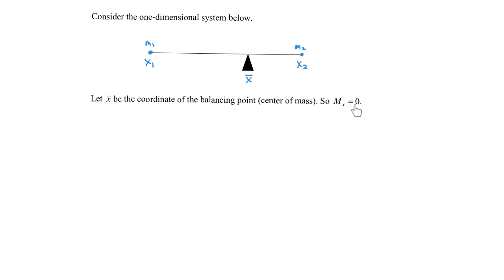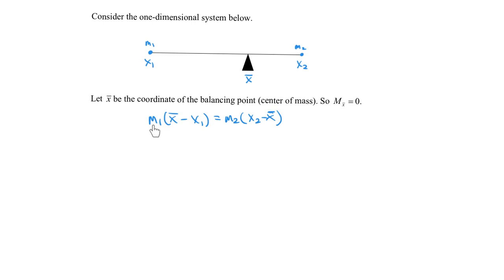So m sub x bar is 0. So the tendency for this system to rotate about x bar is 0, means it's at rest, right? The tendency to rotate is 0, it doesn't exist, so this is just at rest. So this just means the moment about x bar is 0. Okay, so with this in mind, we could say this, right? Because this says mass 1 times distance 1. So this distance here is just going to be x bar minus x1. So mass 1 times distance 1 equals mass 2 times distance 2. So distance 2 is going to be x sub 2 minus x bar.